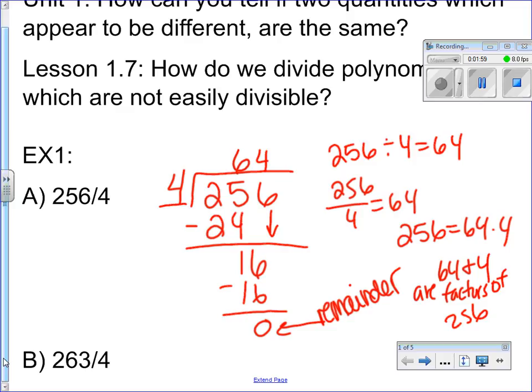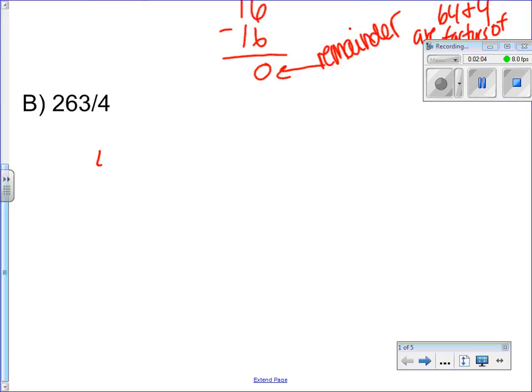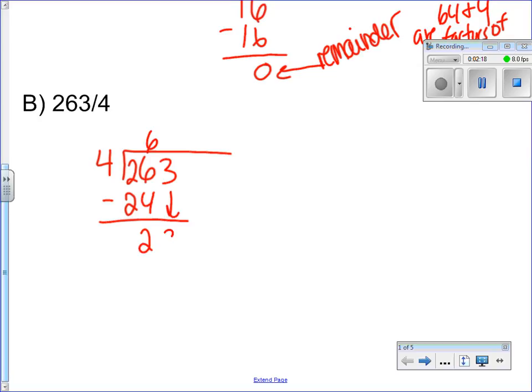All right, let's do one more. So let's do the other one. 263 divided by 4. So again, the 4 goes on the outside, the 263 goes underneath. 4 goes into 26, again 6 times. 6 times 4 is 24. I'm going to subtract. 26 minus 24 is 2. I'm going to bring down the 3. 4 goes into 23 how many times? 4 goes into 23 5 times. 5 times 4 is 20. And if I subtract, I have a remainder of 3.